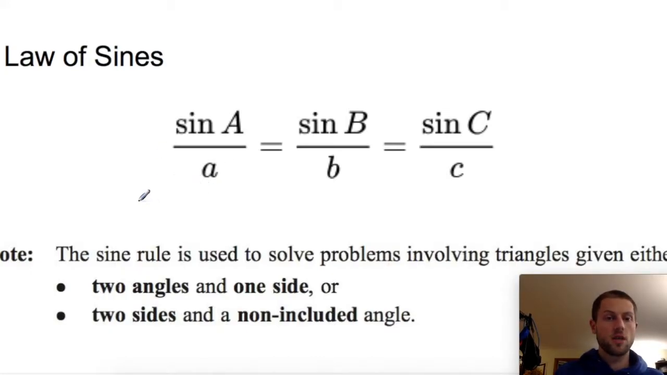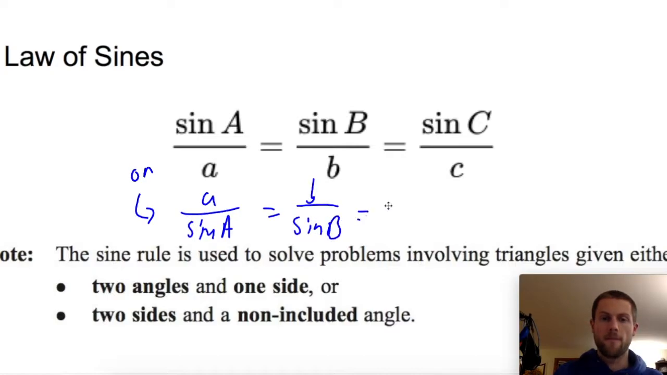You can also see it written as the reciprocals of all of these expressions. I could say it's a over sine A, or b over sine B. They're really all the same thing. You can use either equation, it doesn't really matter. So why is this helpful for us? Well, it's used to solve problems involving triangles given either of two scenarios.